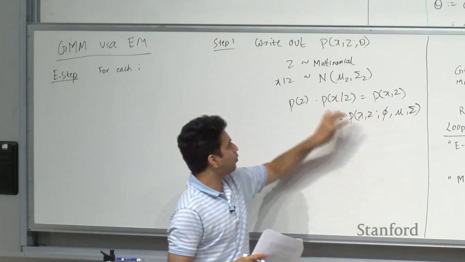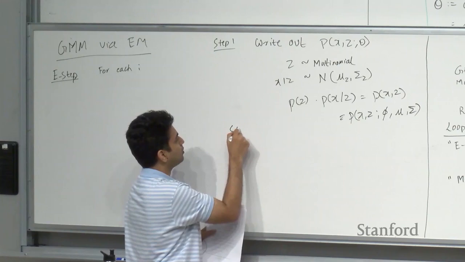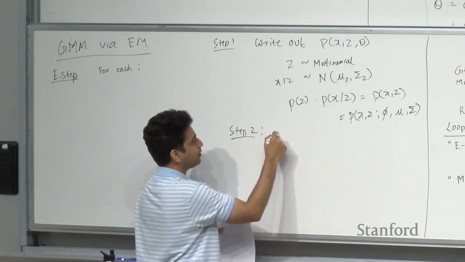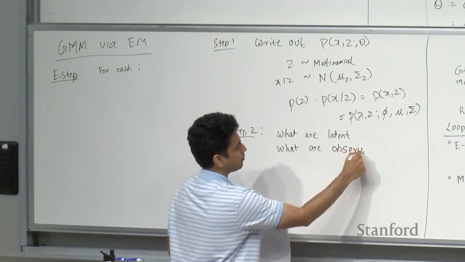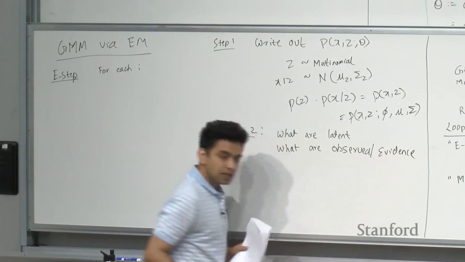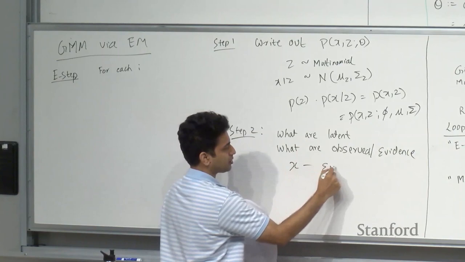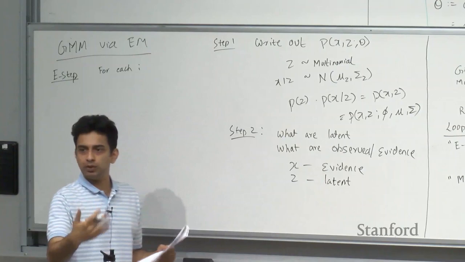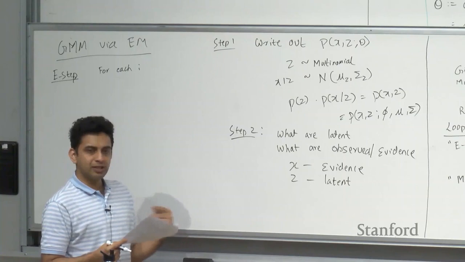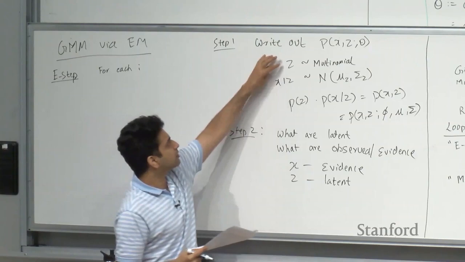And then step two is to clearly identify what is latent and what is observed, or what is the evidence. In most of the models that we will see, X will generally be the evidence, that is the part of the data that is observed, and Z will be latent. That's how we generally name things. So when you look at the models in the notes or in general, X will generally refer to something that is observed and given to us, and Z will generally refer to some latent variable that is not observed.